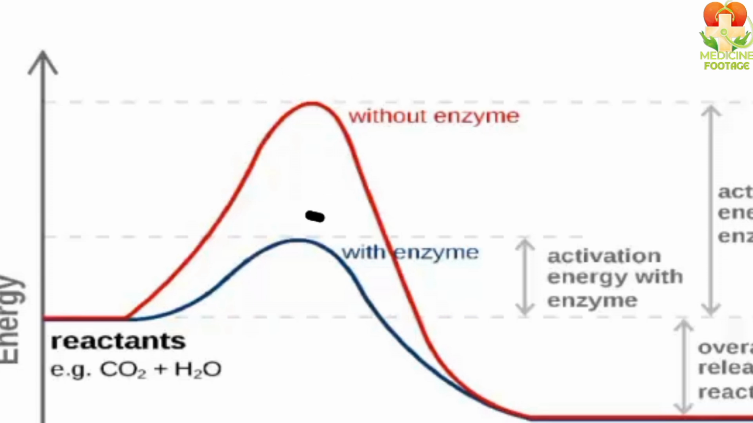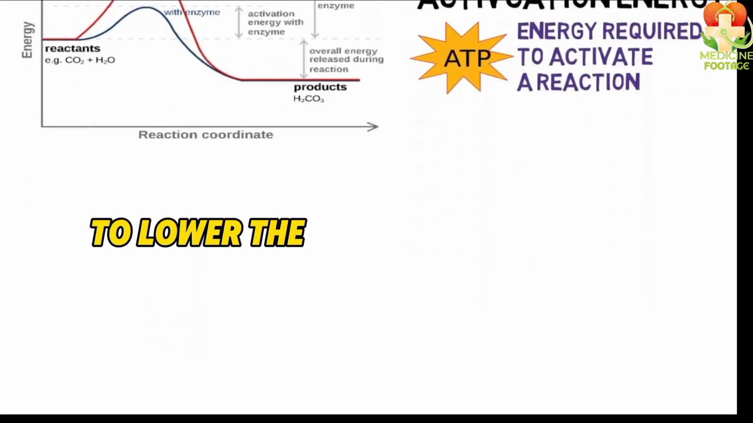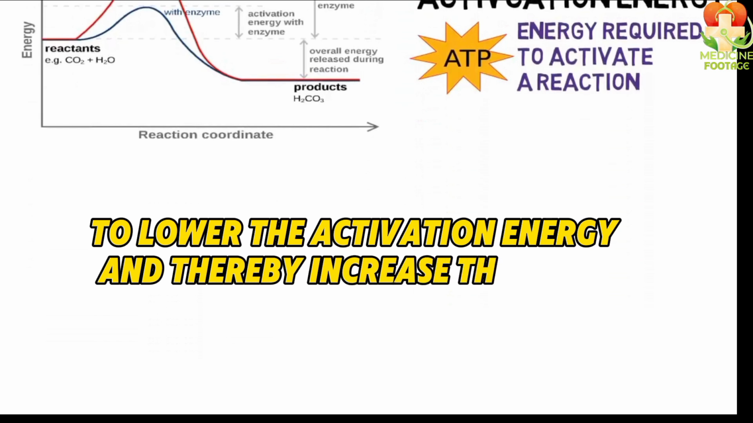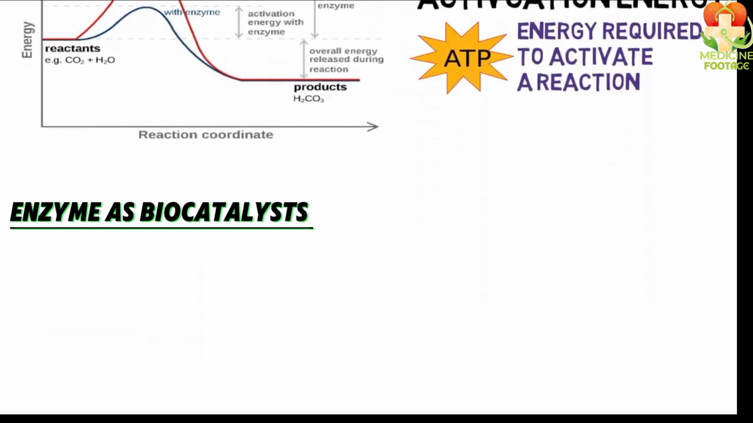Below you can see the blue line. Here an enzyme is used to speed up the reaction in the blue line. That's why in the blue line less energy is needed, because the enzyme lowers the activation energy, making the reaction proceed faster. So this is the function of enzymes, to lower the activation energy and thereby increase the rate of the chemical reaction.